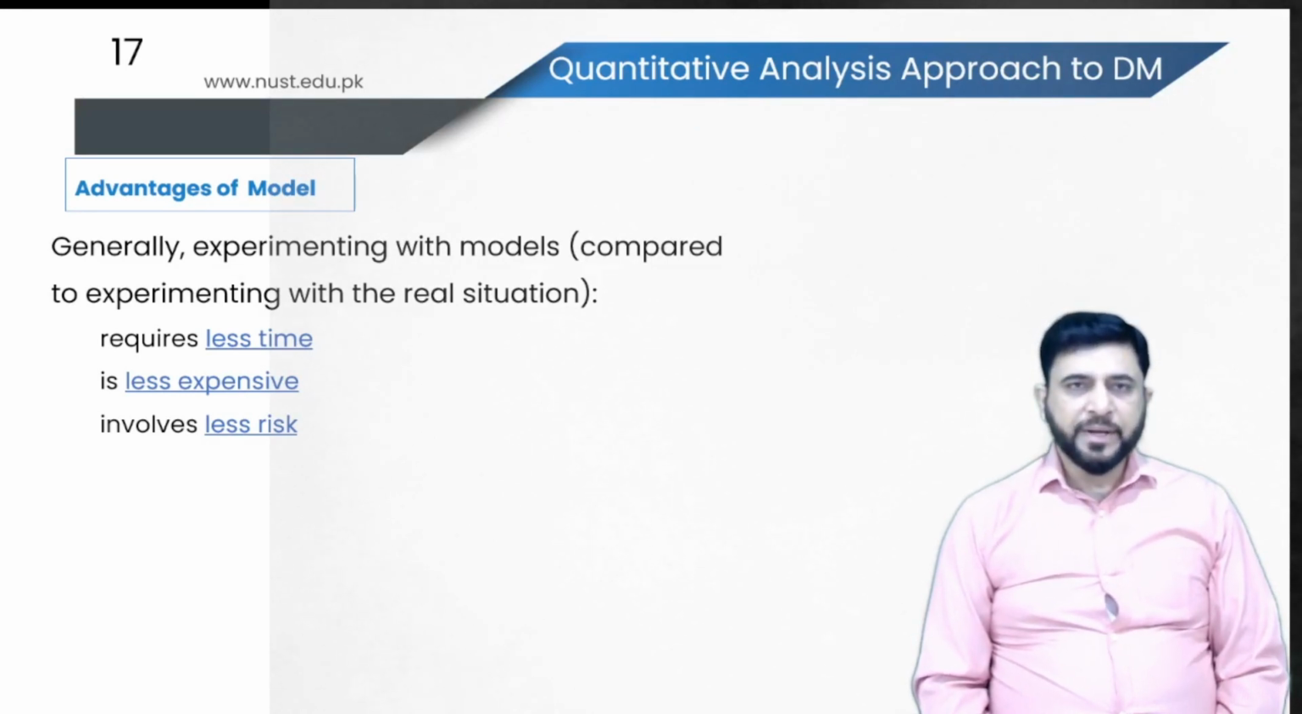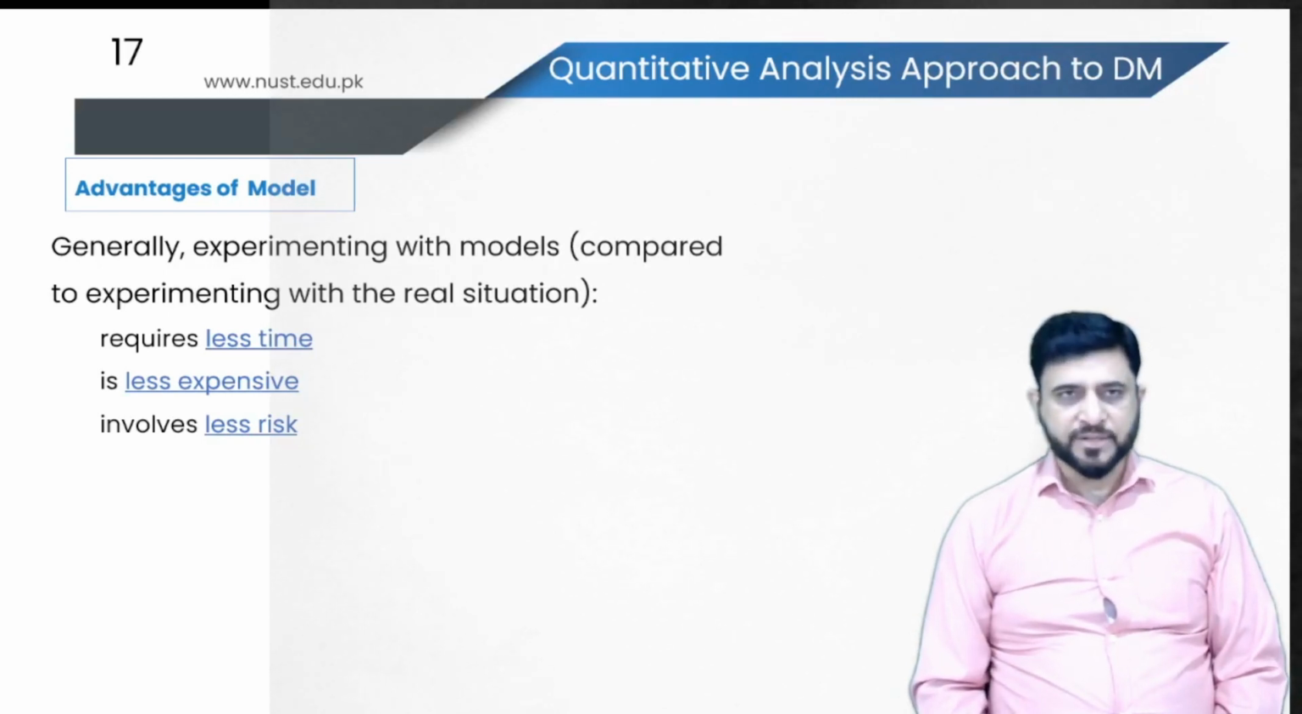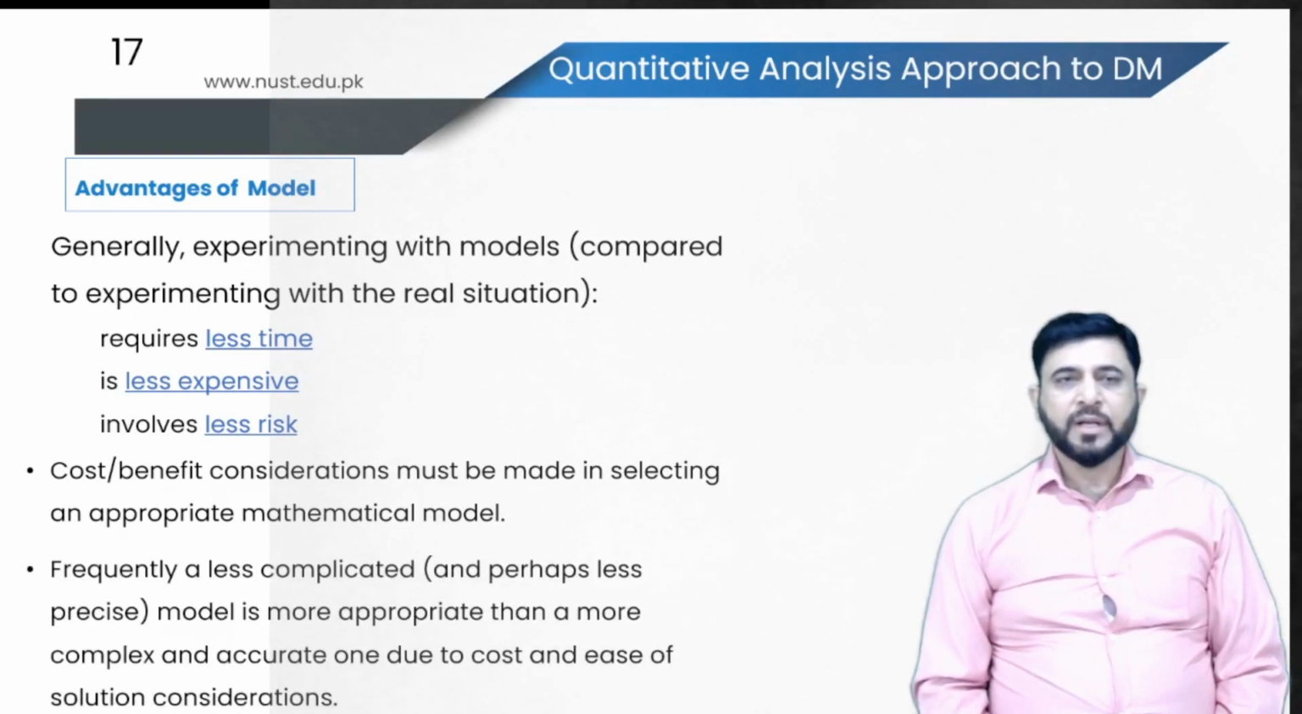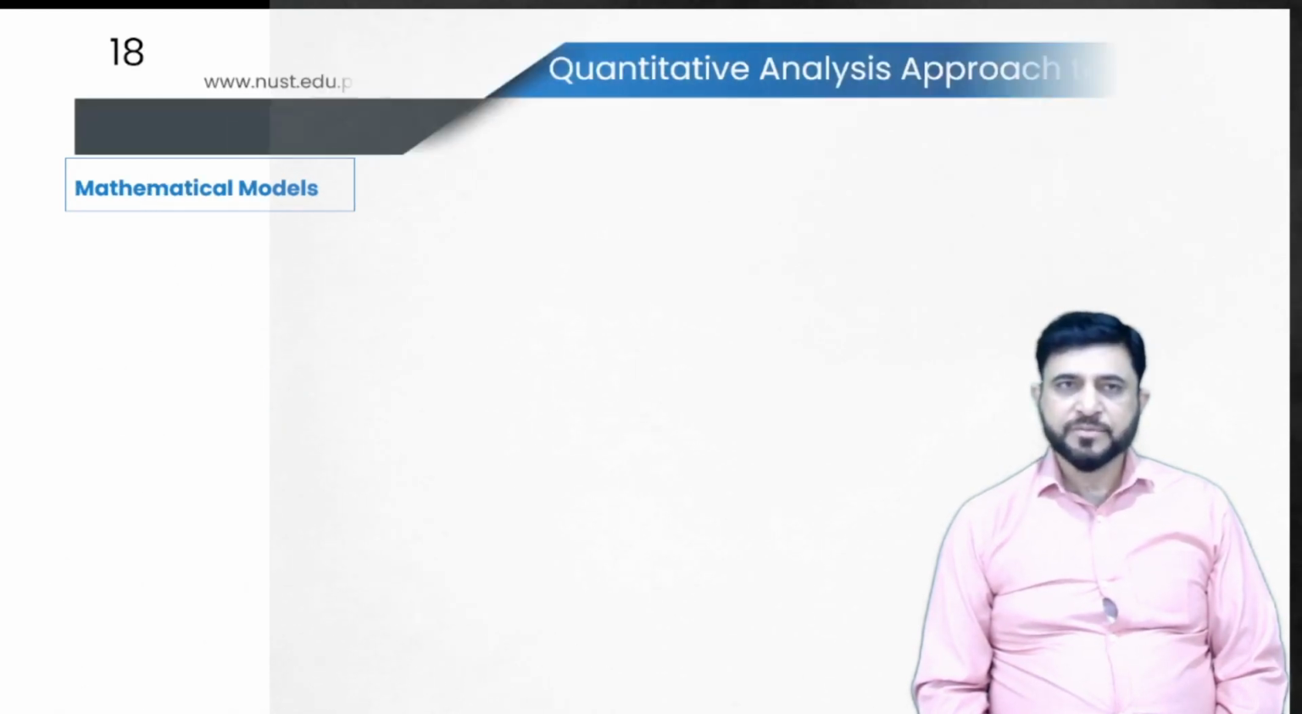Generally, experimenting with models, compared to experimenting with the real situation, requires less time. A model is less expensive and involves less risk. So cost-benefit considerations must be made in selecting an appropriate mathematical model. Frequently, a less complicated and perhaps less precise model is more appropriate than a more complex and accurate one, due to cost and ease of solution considerations.